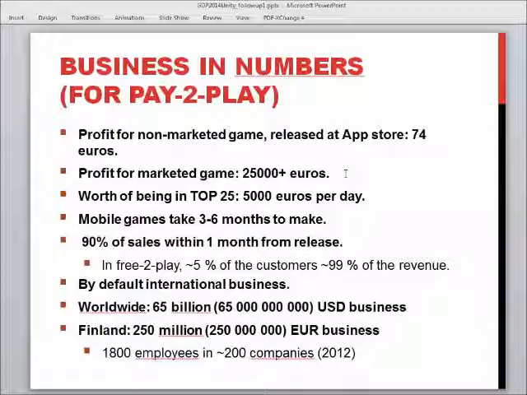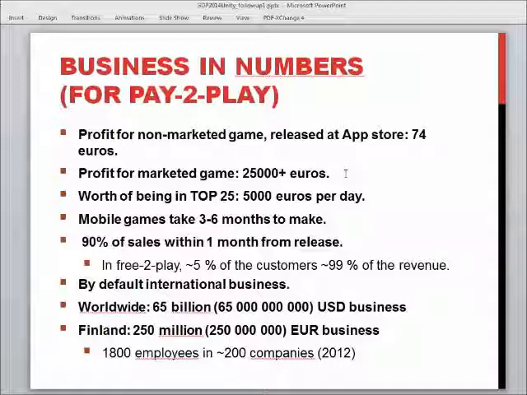But anyway, 5% of your customers pay you something, and 19 out of 20 just play your game. If you are doing pay-to-play, 90% of your sales come within 1 month from release. So it means that if you are doing pay-to-play and you aren't in the green after the first month of sales, you will probably never be making a profit on your game.